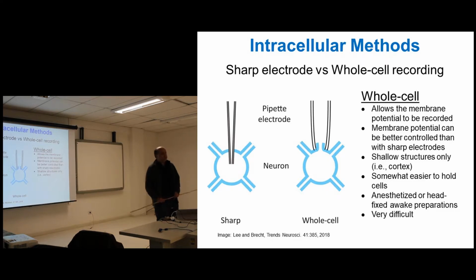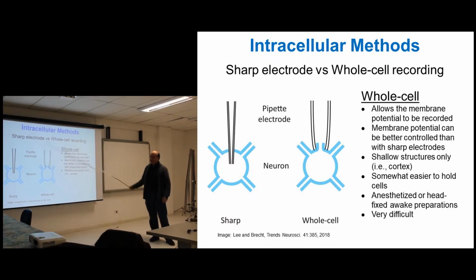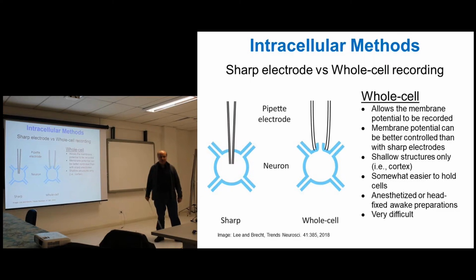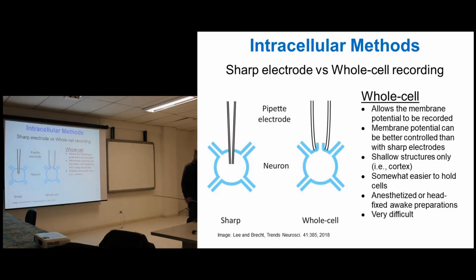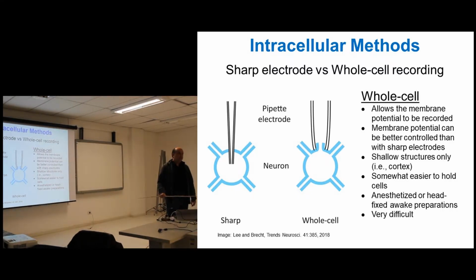This is typically only done in shallow structures, such as in the cortex, because if you get a bunch of junk on the tip of the electrode as you lower it through the brain, it will not make a good seal with the next neuron that it encounters, and you can forget about getting a nice whole cell recording. So this is usually only done in the cortex. It's a little bit easier to hold cells. It requires anesthetized or head-fixed preparations. It can't be done in freely moving animals because, again, if the electrode moves in relation to the cell, you'll lose the recording. This is also, I would consider this very, very difficult.